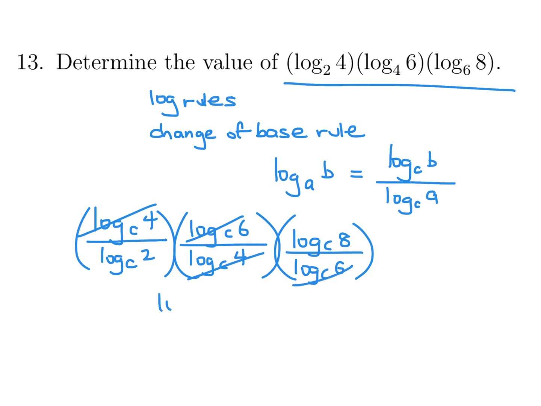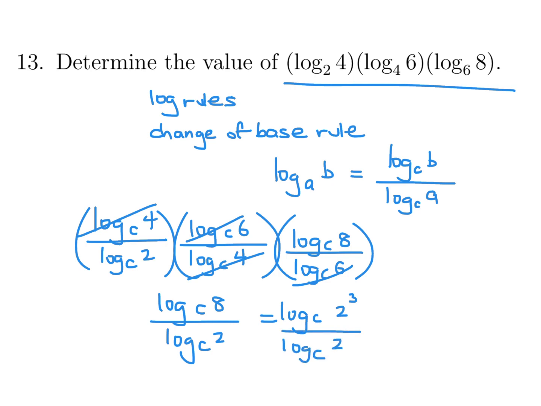So the only thing we're left with is log of 8 to the base c over the log of 2 to the base c. Now the log of 8, that 8 can be changed to 2 to the power 3. And then using log rules, you put the 3 out front. So you get this kind of scenario. And then finally, these two guys cancel, and the only thing we're left with is just 3. So 3 is the value of this whole expression.